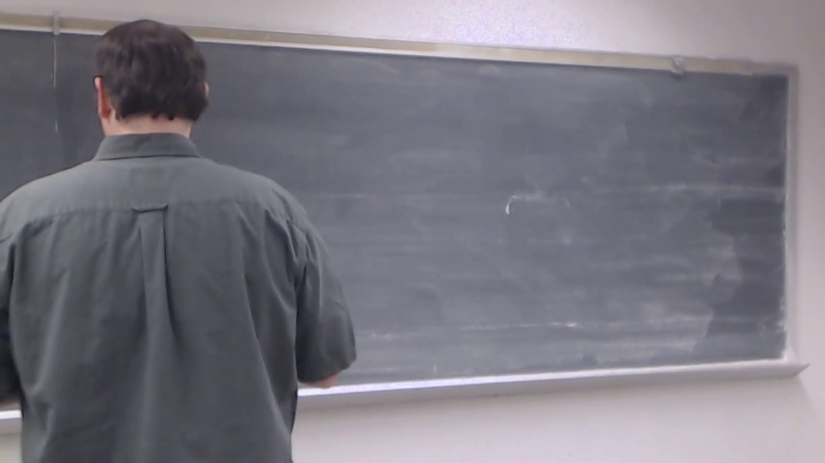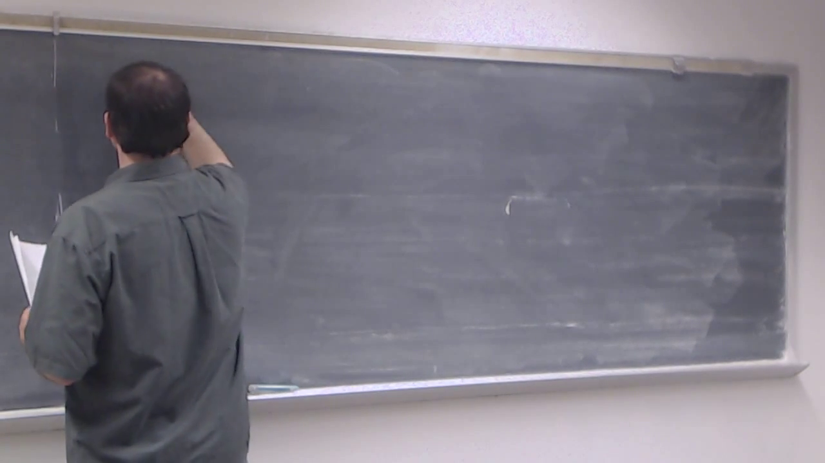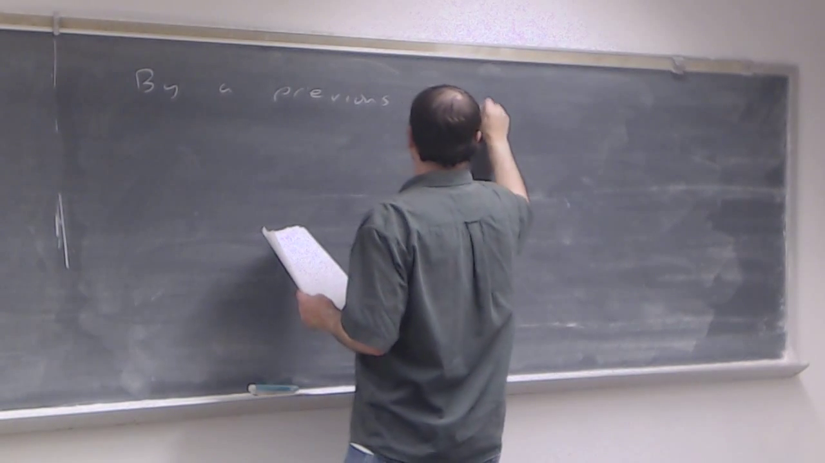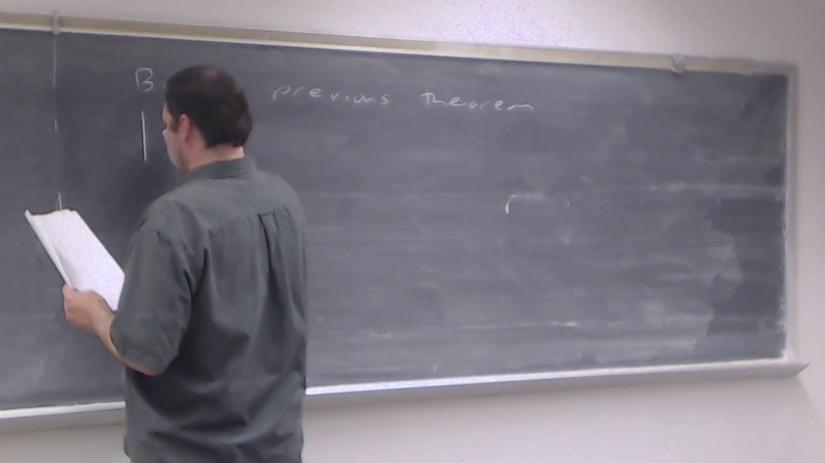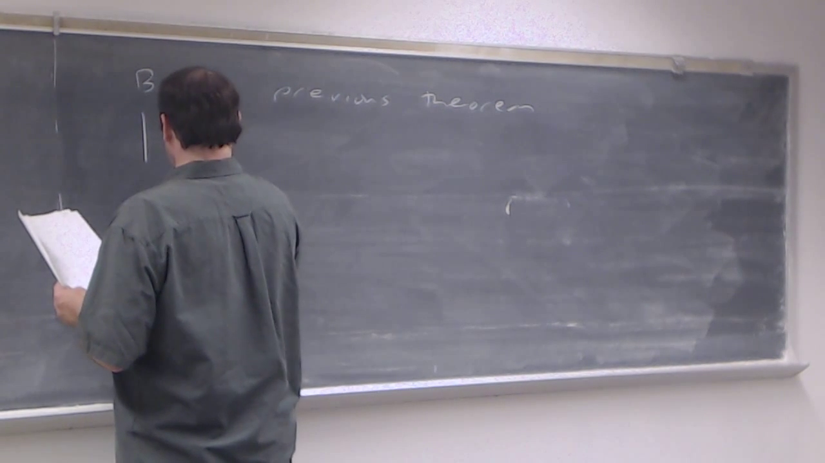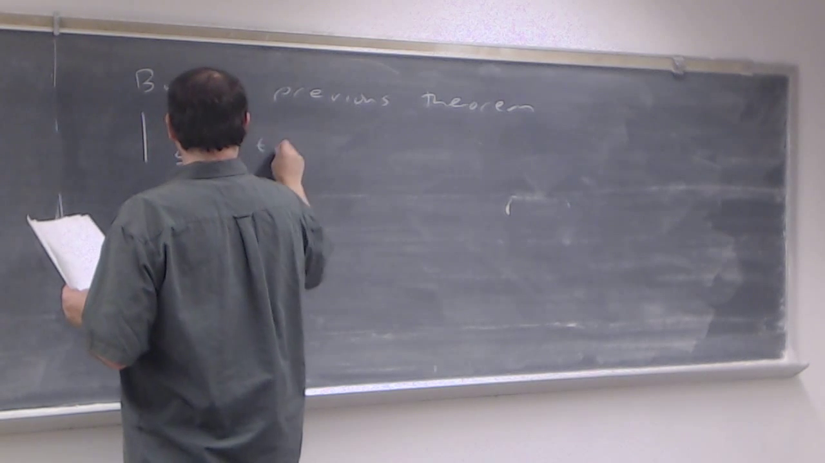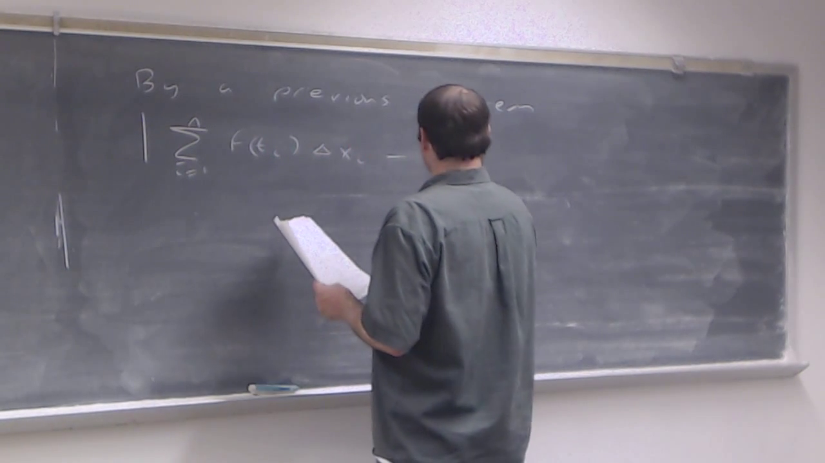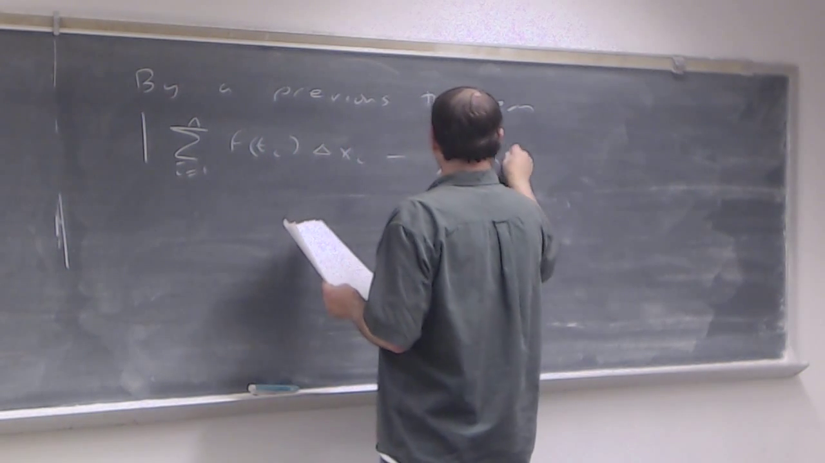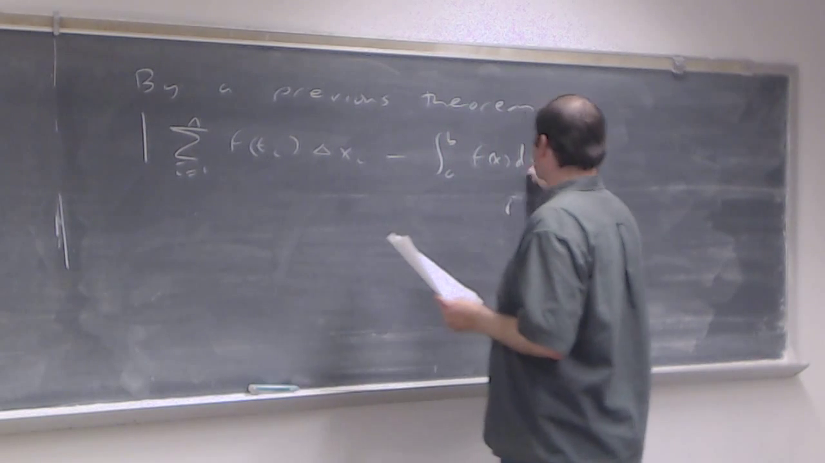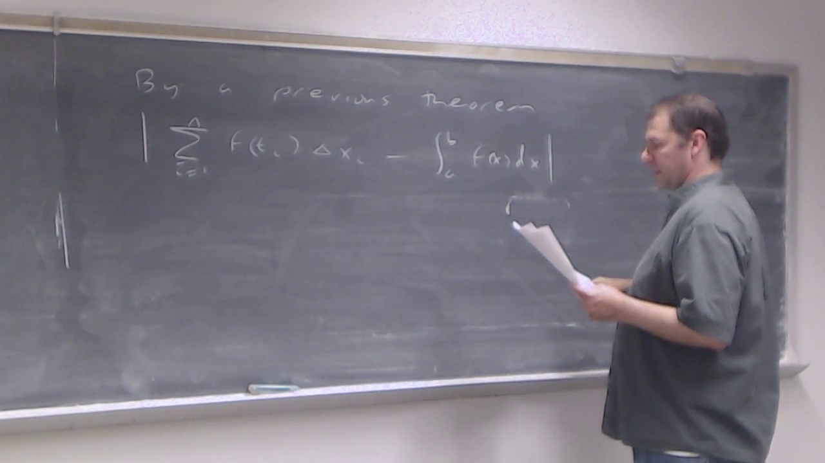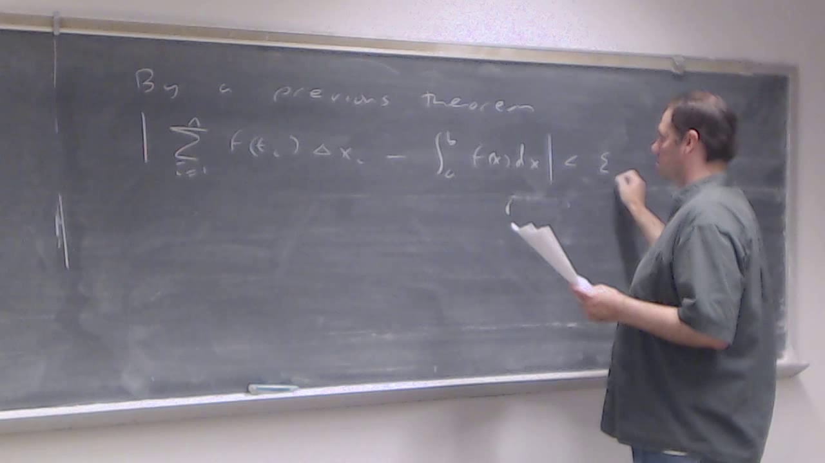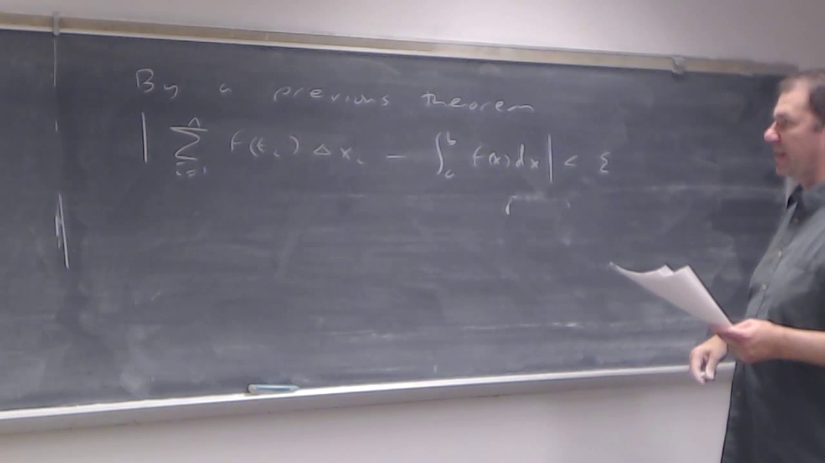Okay? So, by previous theorem, here's what we have. The absolute value of the sum as i runs from 1 to n of f of t sub i delta x sub i minus the integral from a to b of f of x dx, this part, will be less than epsilon. That's what we have.